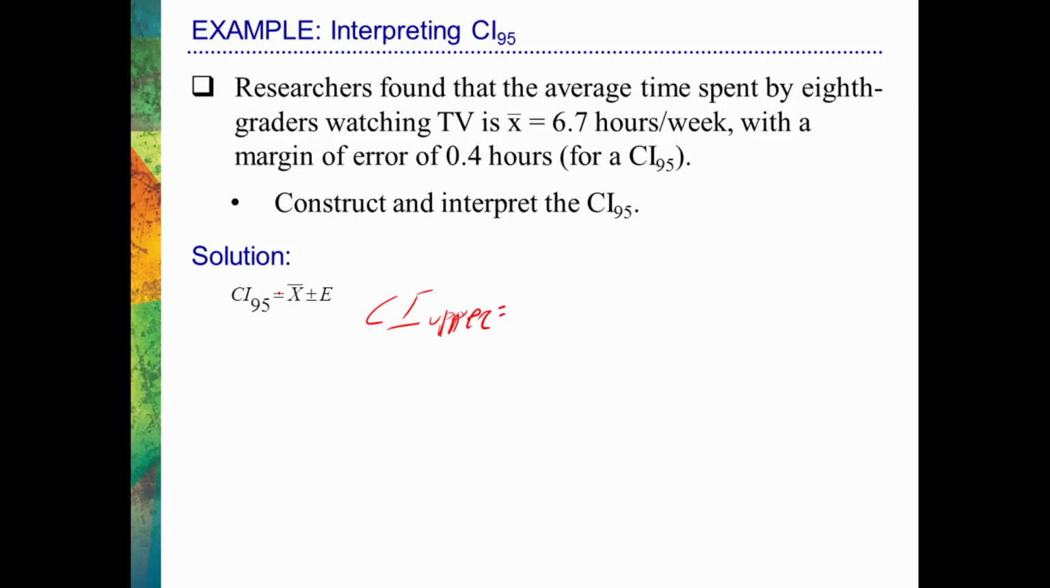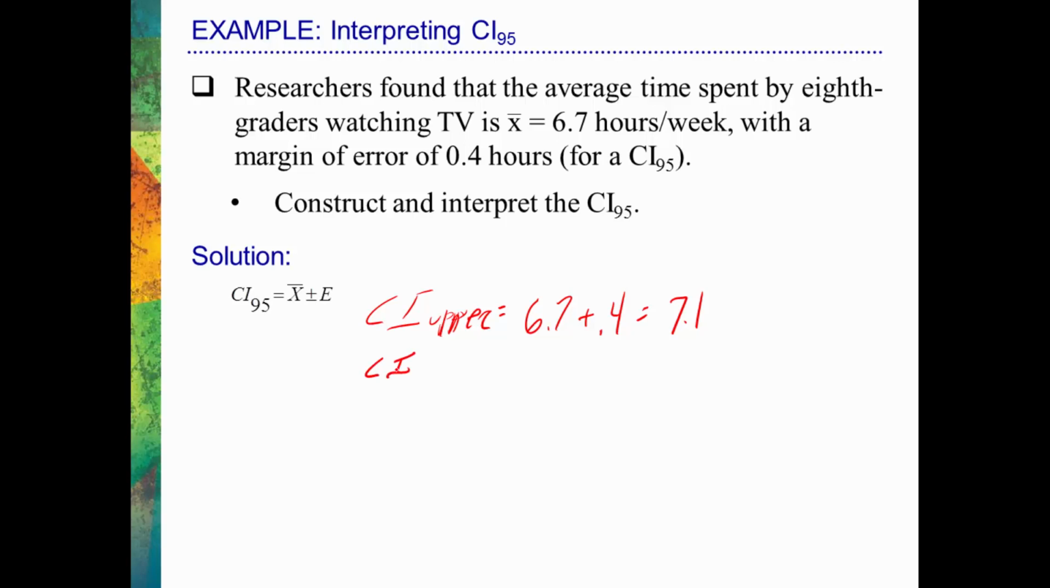So again, we're just going to follow our formula. We're going to take our sample mean, x bar, that was equal to 6.7 hours per week. So we have 6.7. And then to that, we're going to add and we're going to subtract the margin of error. Well, we're looking at the upper confidence interval portion at this point. So let's add the margin of error. So we're going to add 0.4 hours. So in this case, 6.7 plus 0.4 is going to equal 7.1 hours.